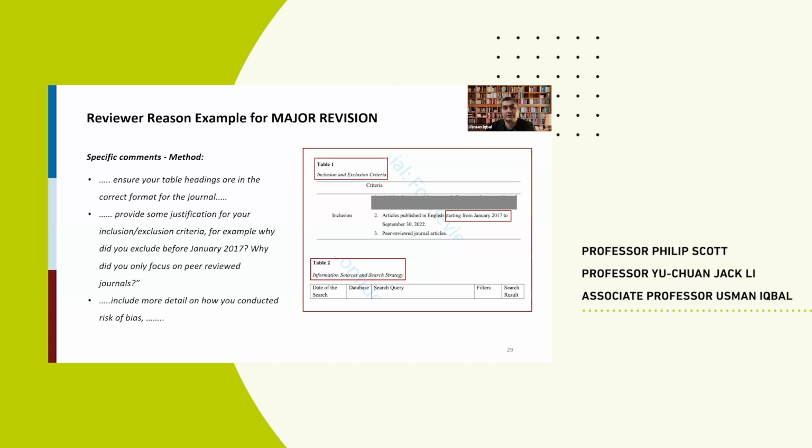And second, you can also see the information sources in the search strategy. Authors might have presented the information, but not really provided good titles that give enough information about what a particular table or figure is about. Also, some other details need to be included, for example risk of bias, if you're doing a systematic review, or the main components of other types of studies.